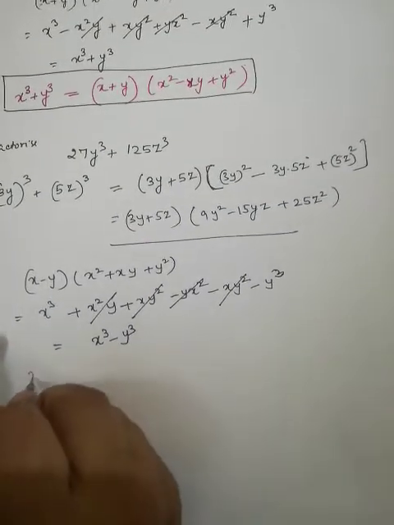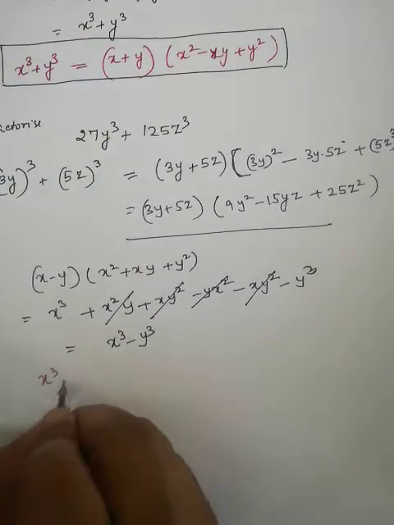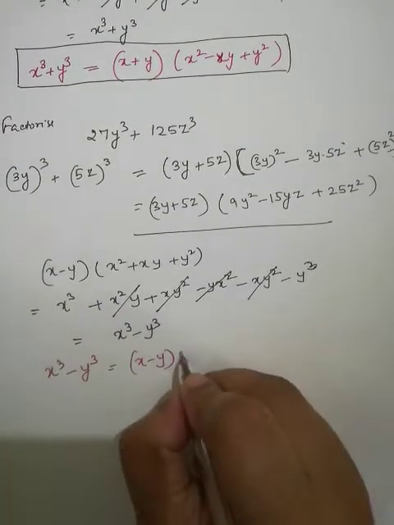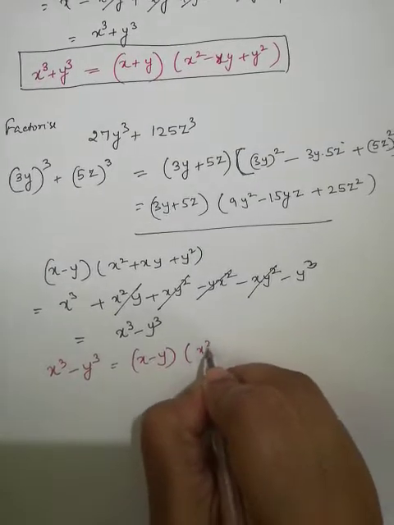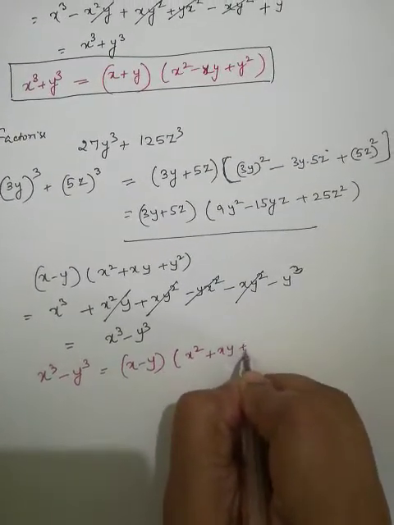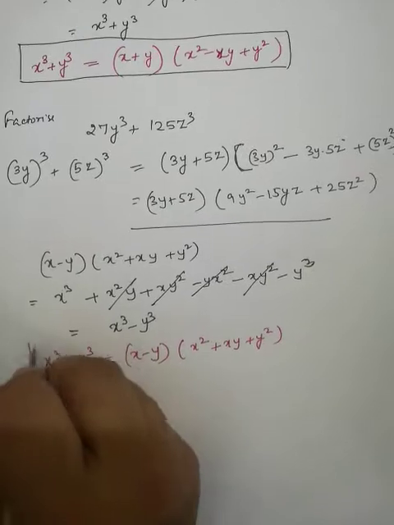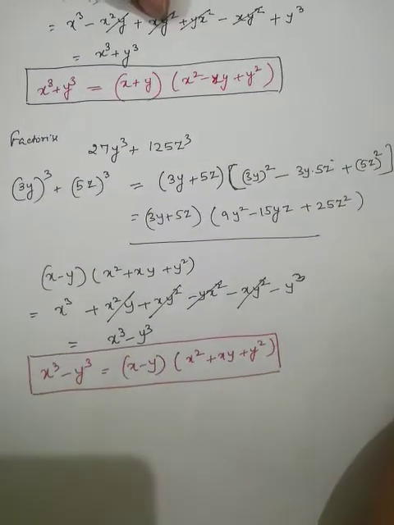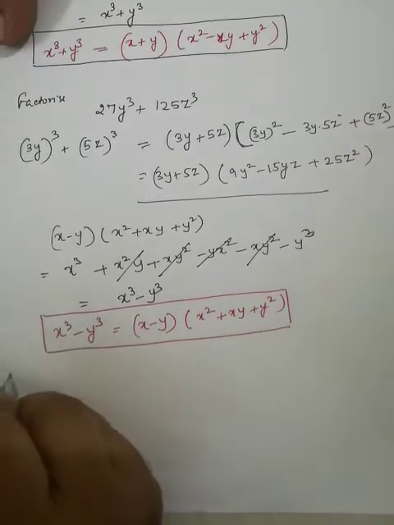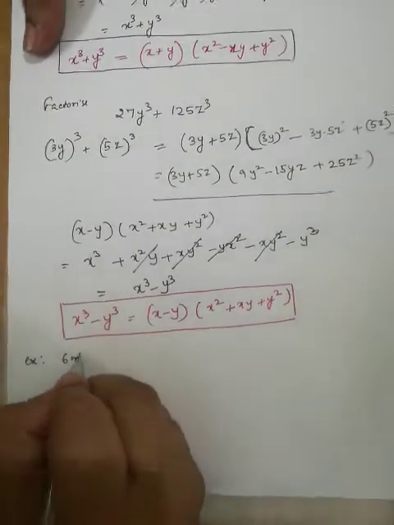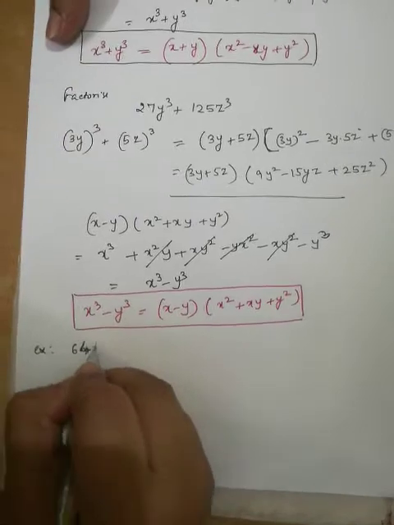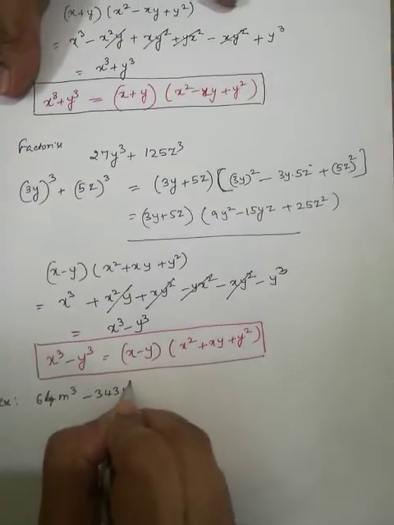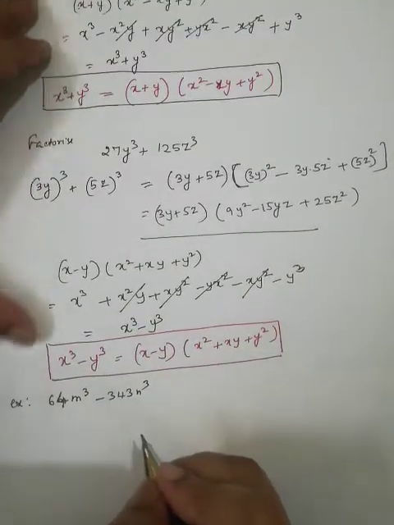So you can take this also as an identity, that x cube minus y cube is x minus y in bracket into x square plus xy plus y square. So this also you should remember to factorize any polynomial. If we have a question 64 m cube minus 343 n cube.